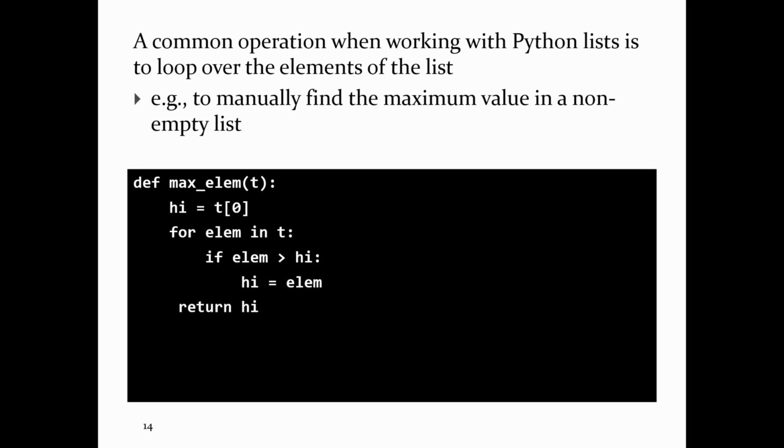You probably would have learned a loop that counts, probably from 0 to some number. That would look like for element in range something, but it's still the same style of for loop. This is still what's called a for each loop. So for each element in the list T, do something with the element. So that just finds the maximum value inside a non-empty list.